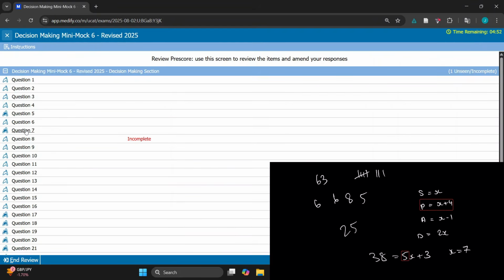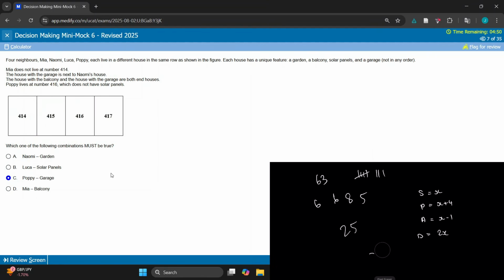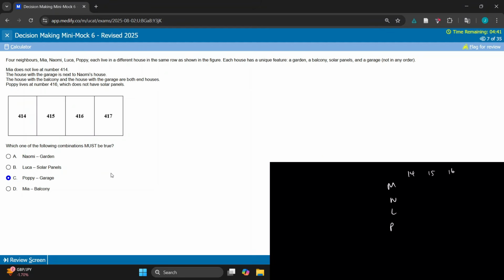Preview screen. Okay, I feel like 7 might be easier to do actually. So let's put the people down. M, N, L, P. They live at 14, 15, 16, 17. And they have garden, balcony, solar panels, and garage. Okay. So Mia does not live at 414. The house of the garage is next to Naomi, so Naomi doesn't have the garage. The house of the balcony, Poppy lives at 416. So lives at 416.